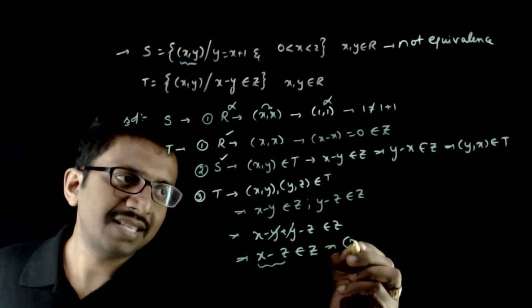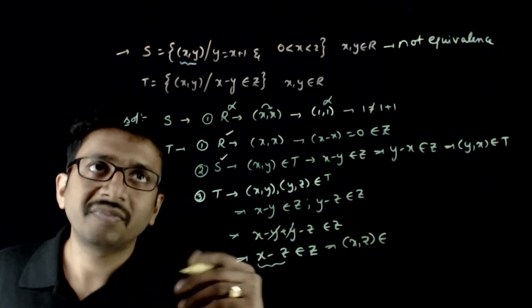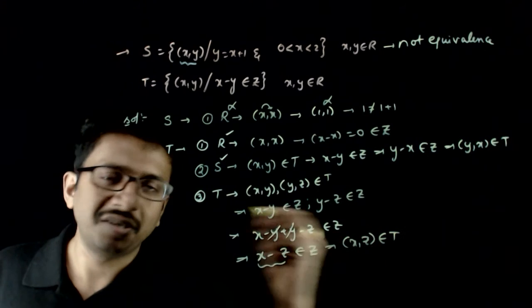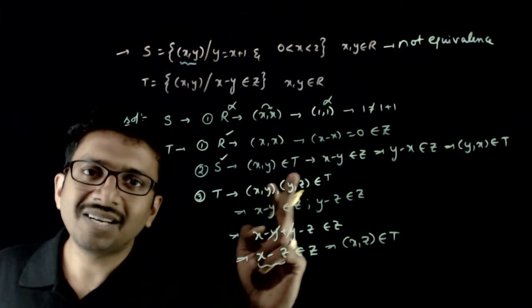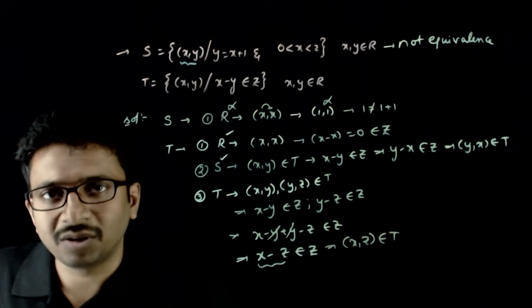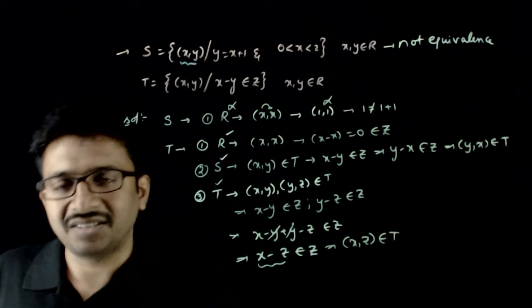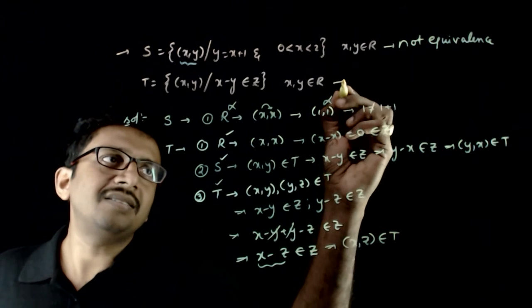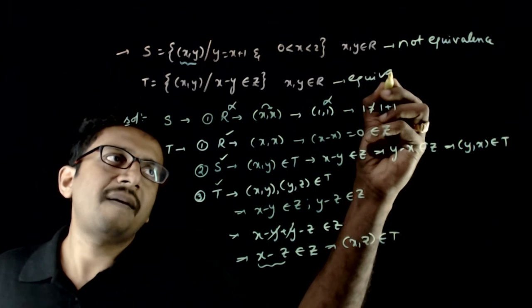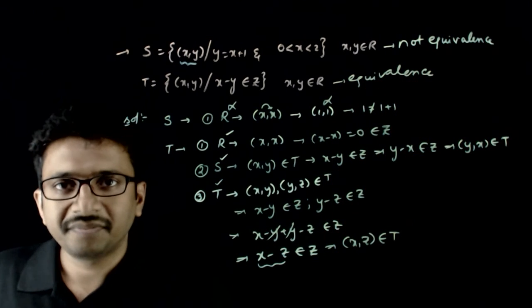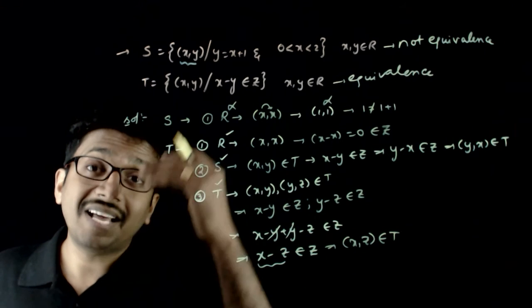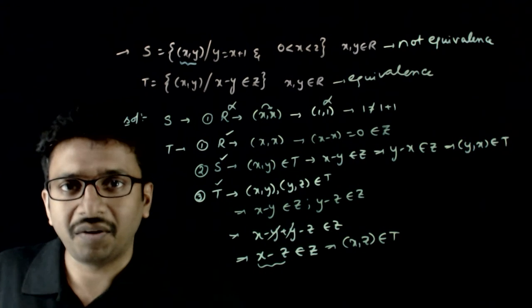This implies x comma z belongs to the relation T. So xy, yz belongs to T implies xz belongs to T. So the relation is transitive also. Hence this is an equivalence relation. So what is your final answer? S is not equivalence and T is equivalence.